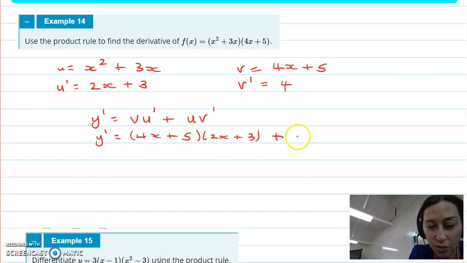So that's 4 multiplied by, excuse me, let me just rub that one out. 4 multiplied by x squared plus 3x.